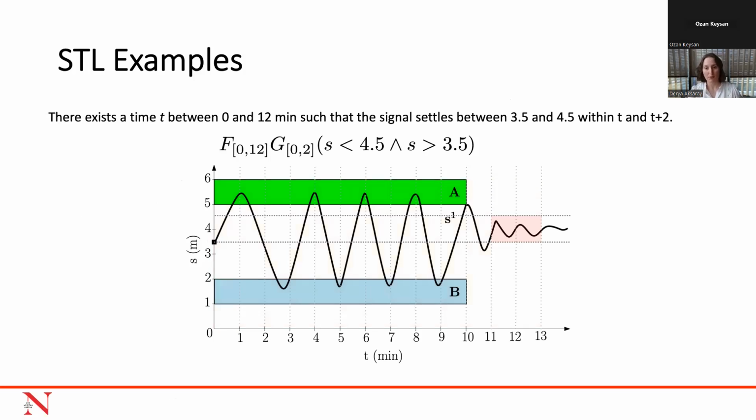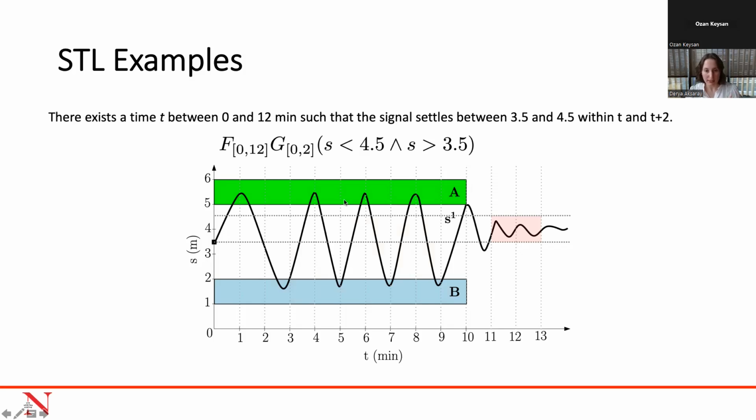We can also describe more complex specs. For example, this one is eventually globally. So I use two recursive temporal operators. And then based on these inequalities, you can also describe specific areas. This means that there exists a time t between 0 to 12, so this would be this part, such that the signal settles between 3.5 and 4.5. So this describes this portion within t to t plus 2. So can you find me a time instant where in the following 2 seconds or 2 time steps, the signal will settle down in this desired region?